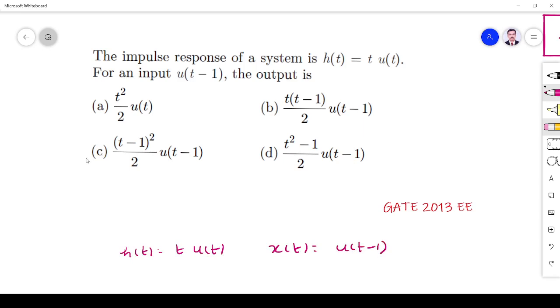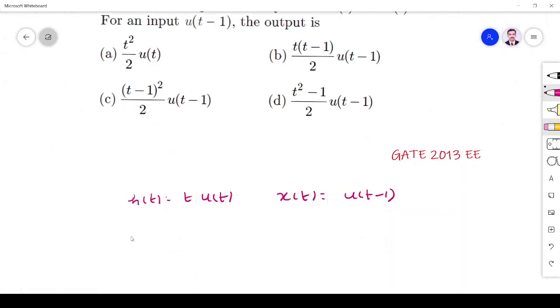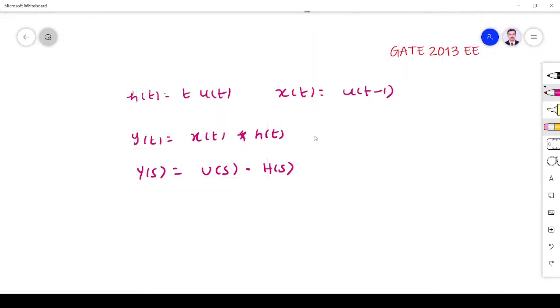What is the output? So we know the relationship between input, output and impulse response: y of t is equal to x of t star h of t. They gave h and x, they ask y. So what I am going to do, I take Laplace transform, which will convert convolution into multiplication. Then after finding all the things, I take inverse Laplace, I get y of t.